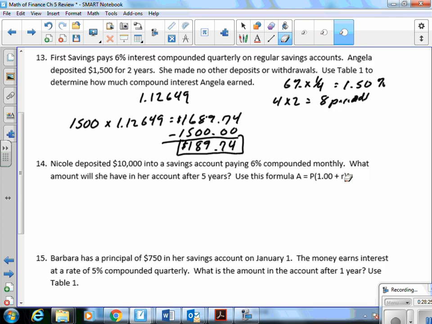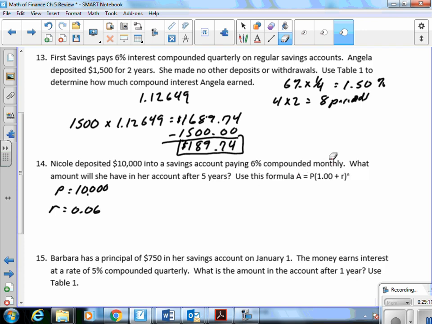All right, so first off, we've got the principal. The P is the $10,000 that she deposits at the very beginning. And then for the R, that's the rate per period that's being paid out, which is 6% monthly. So 6%, when we convert that to decimal, is going to be 0.06.